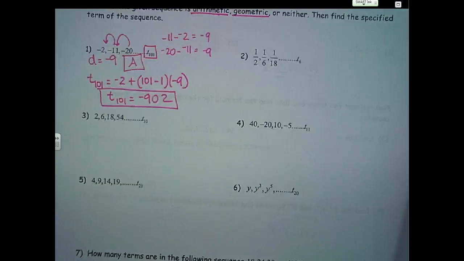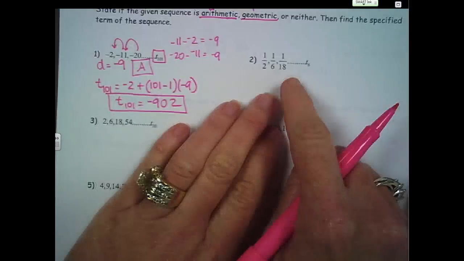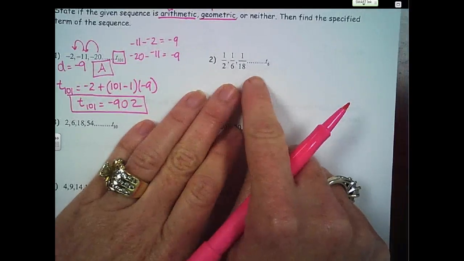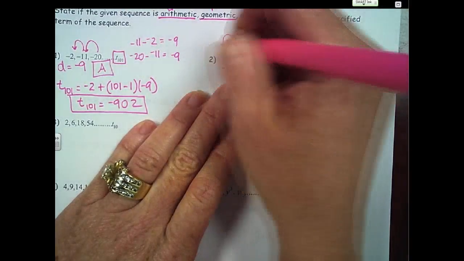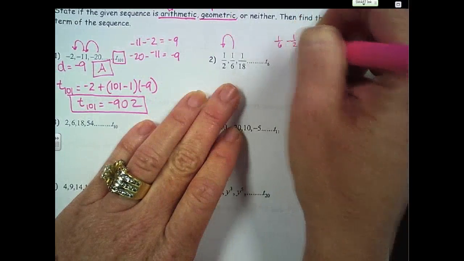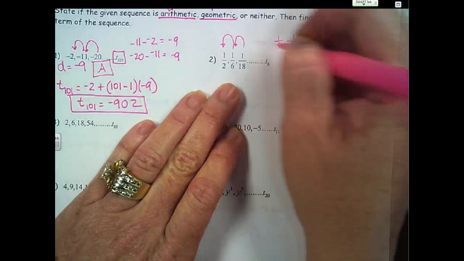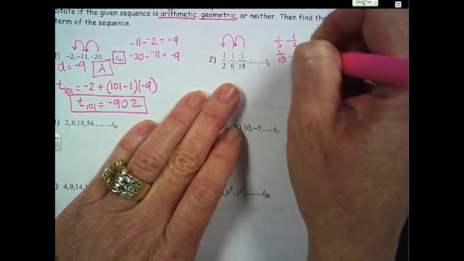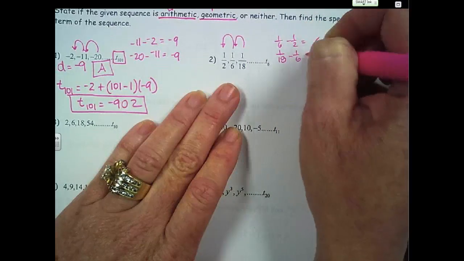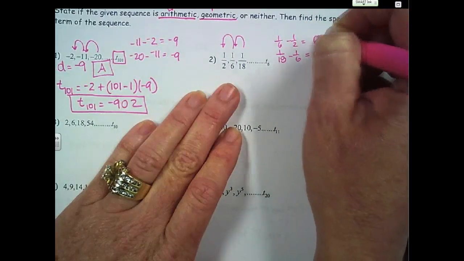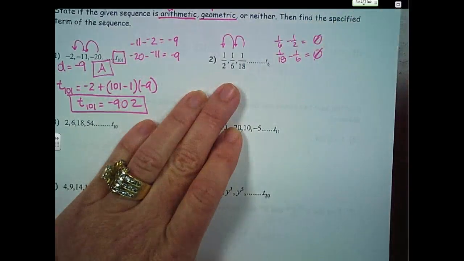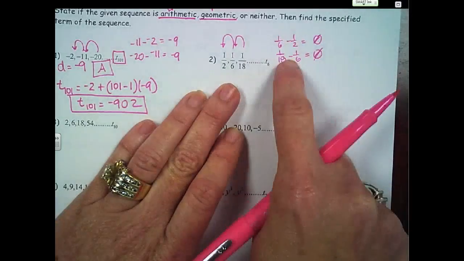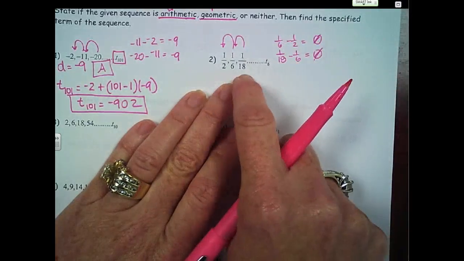Okay? Now let's go to a problem like this. What you'll notice is if you try your calculator, and you do 1/6 minus 1/2, and then you get 1/18 minus 1/6, you do not get the same answers. Okay, it doesn't work. So that means that since that's subtraction, this is not arithmetic. There's not a common difference.